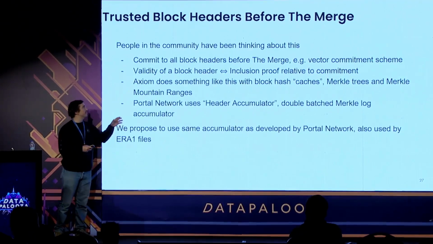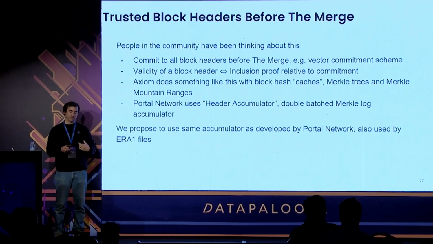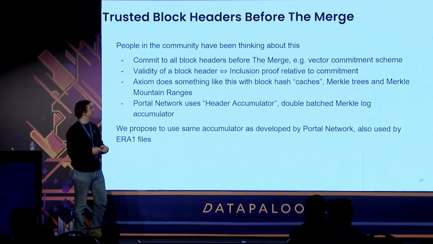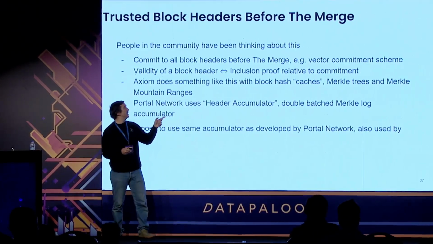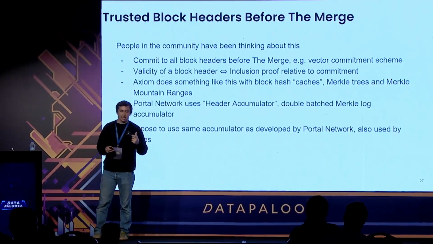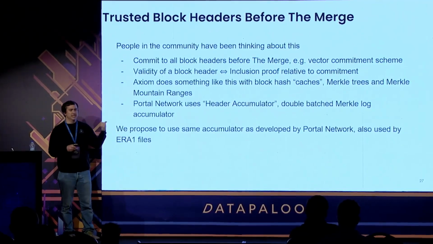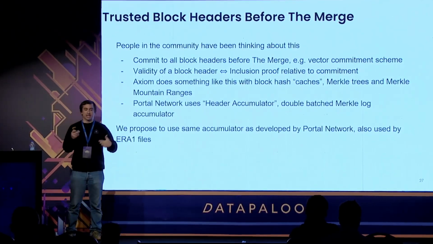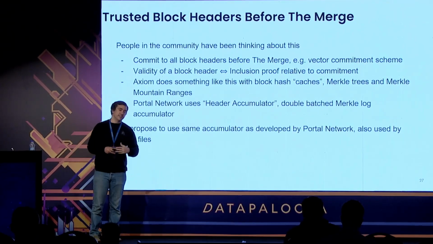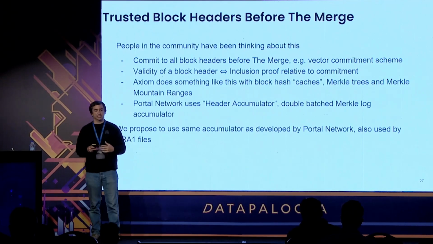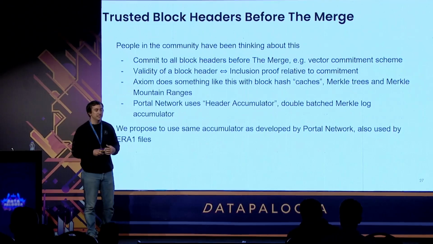Then if you receive a block header and want to validate it, asking whether this block header is part of the history, the prover would compute an inclusion proof that the block header is in that vector commitment. There are teams doing this. Axiom does something like this. They compute block hash caches using Merkle trees and Merkle mountain ranges, and then they use a SNARK to prove that those are computed correctly, and they can do stuff on chain.